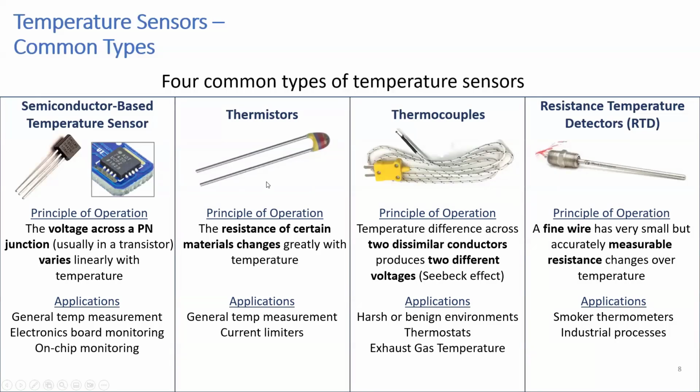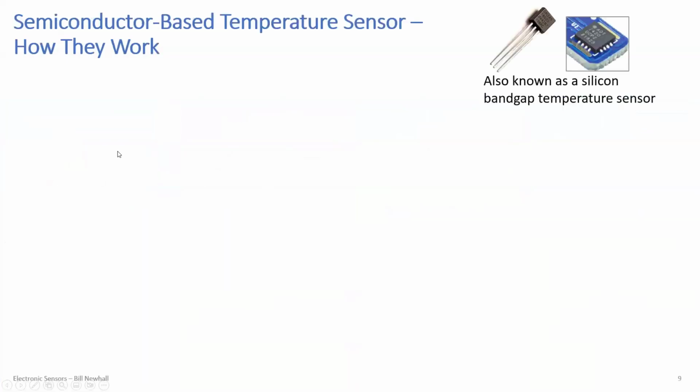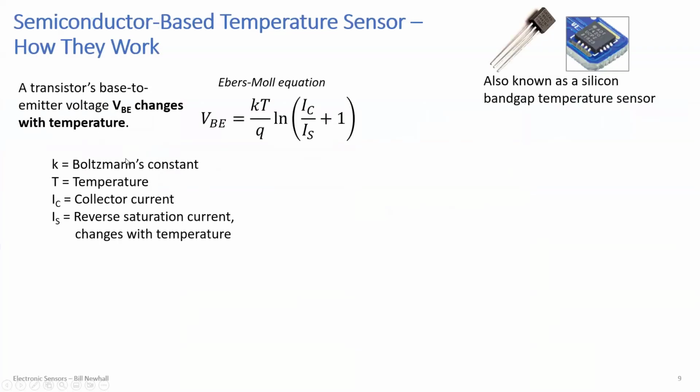But let's dig in. Let's start with talking about the silicon-based temperature sensor and how they work. If you have a transistor, the base to emitter voltage, VBE, changes with temperature by this equation right here. K is Boltzmann's constant, T is the temperature, IC is the collector current that you can control through the transistor. And then this reverse saturation current, I sub S, is the current that changes with temperature, and that's going to cause a VBE change.